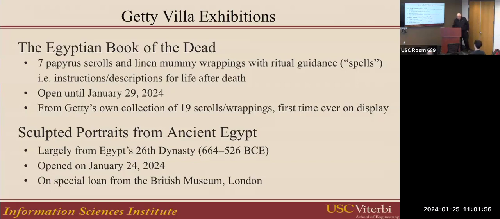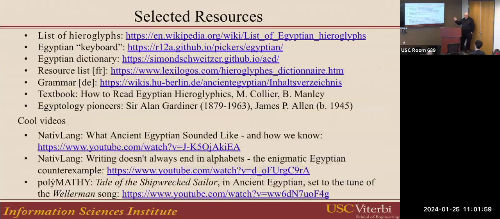So anyway, here are selected resources. There are some online resources and a couple of cool videos. How do we know what Egyptian sounded like? That was one of the questions, so there's a little bit more detail on that. The last one is also cool. It's done by somebody specializing in ancient languages, and they actually have the tale of the shipwrecked sailor in ancient Egyptian, set to the tune of the Wellerman song. So if you're interested in what Egyptian might have sounded like 3,000 years ago, you can watch that.